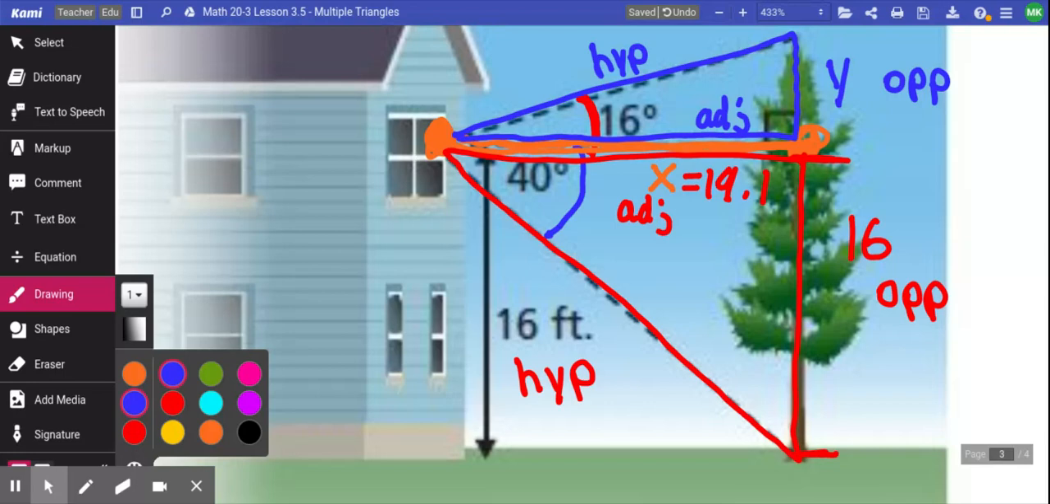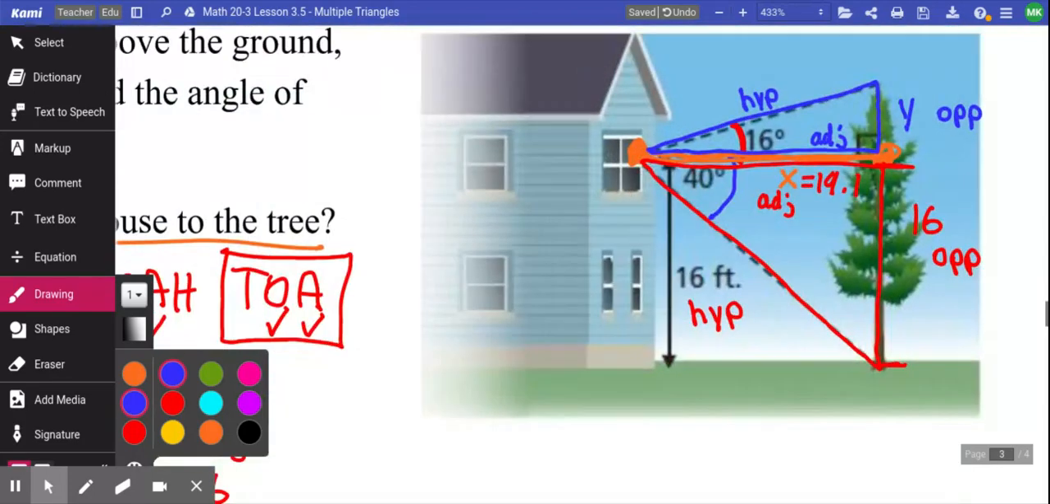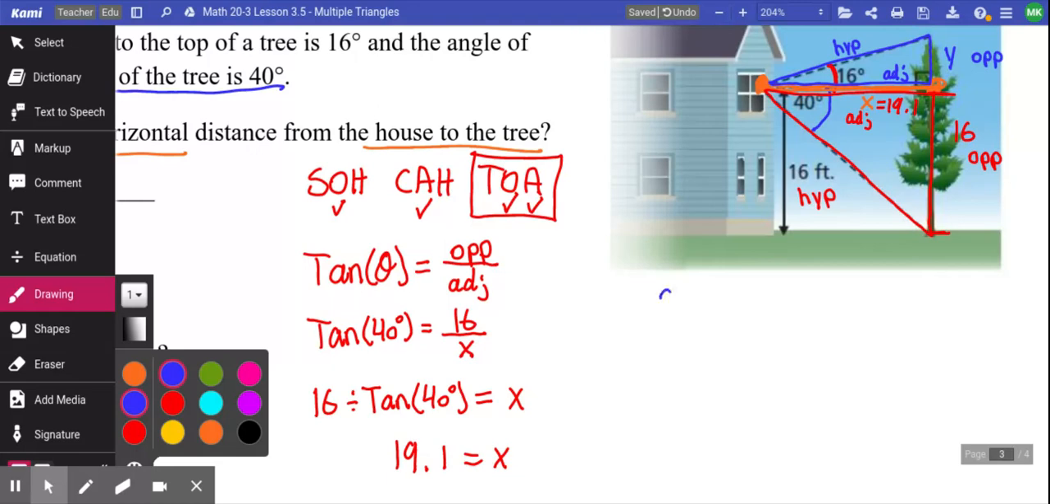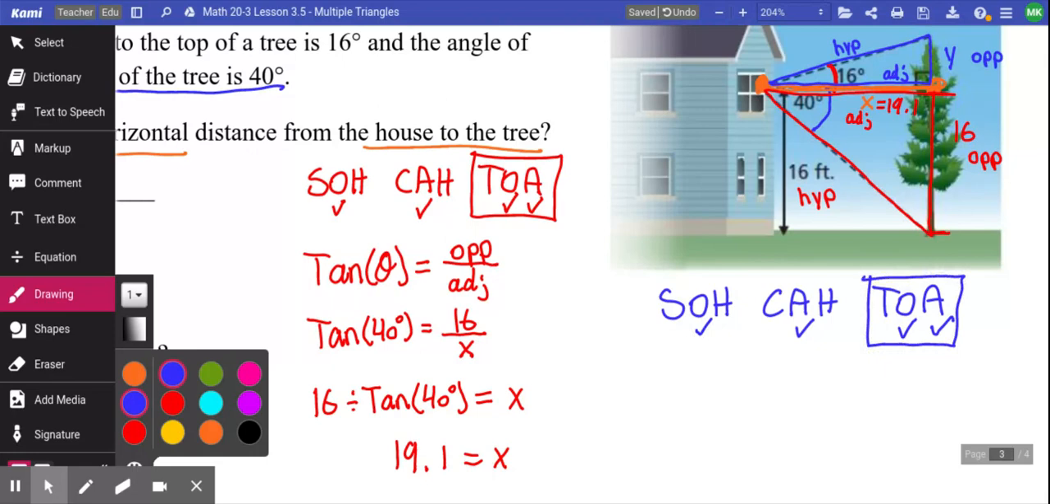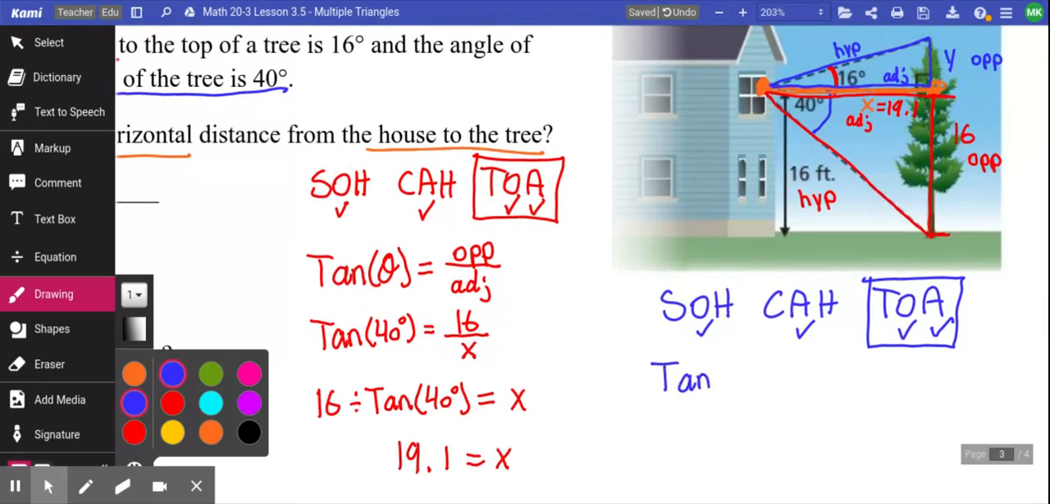Once you've labeled your triangle, you need to do Sohcahtoa. Okay, so I labeled it. Sohcahtoa tells you which one to use. You put a check mark under the side length you know, so I know my adjacent because I found it in the last question. And I want to know my opposite, so this is another TOA question, which means it's another tangent formula. This would be tangent of 16 equals opposite over adjacent.